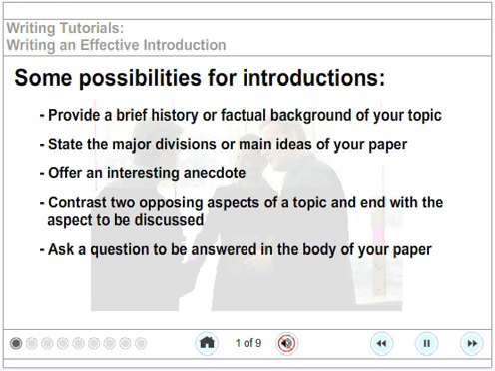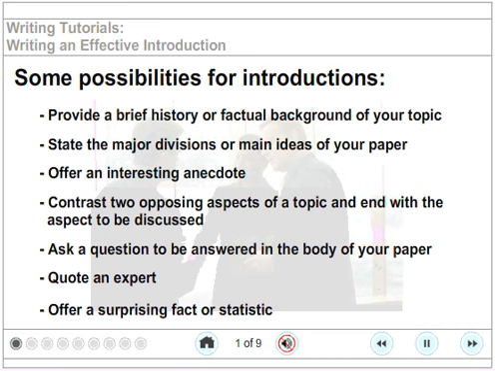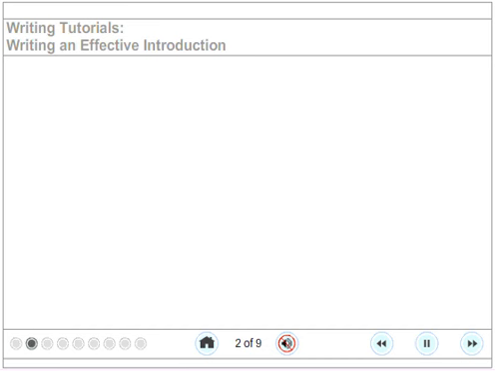You might ask a rhetorical question that will be answered in the paragraphs that follow the introduction. Another interesting strategy is to begin your paper with the opinion of an expert. Alternatively, you might cite a surprising fact or statistic to engage the interest of your audience.